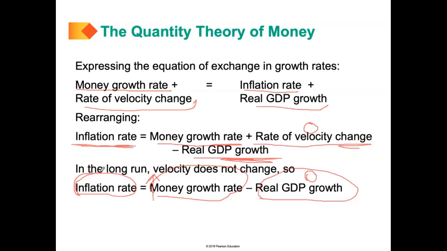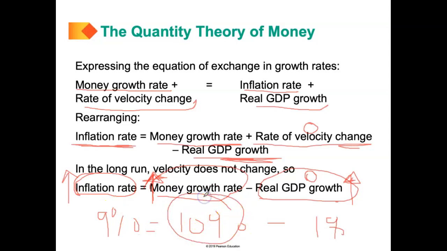So as a country prints more money, it tends to have high bouts of inflation. If the money growth rate is higher than GDP growth, inflation tends to be really high. So for example, if this is 10% and this is only, let's say, 1%, well, inflation in the country is going to be predicted to be 9%. So the main thing that drives inflation is going to be the money growth rate.